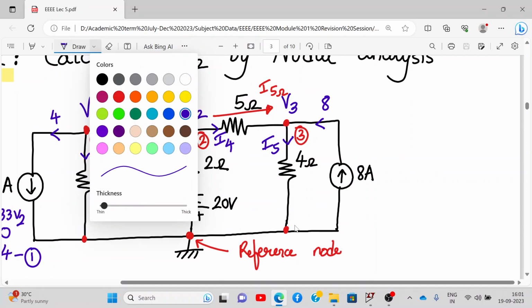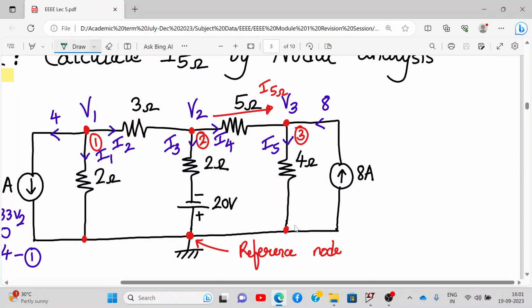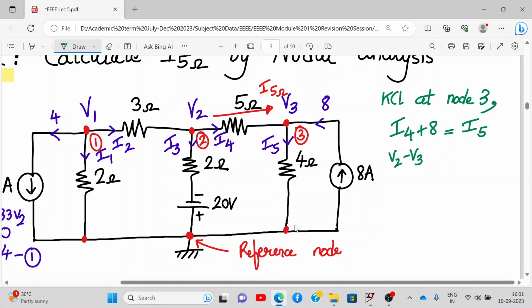Let me use a different color. This time I'll use green. So KCL at node 3. This is my node 3. So I have I5 as the outgoing current and I4 and 8 as the incoming current. So I'll write I4 plus 8 is equal to I5. Now what is I4? See, starting from V2 ending at V3. So V2 minus V3 upon 5, plus 8. And what is I5? I5 is V3 minus 0 upon 4. So it's V3 upon 4.